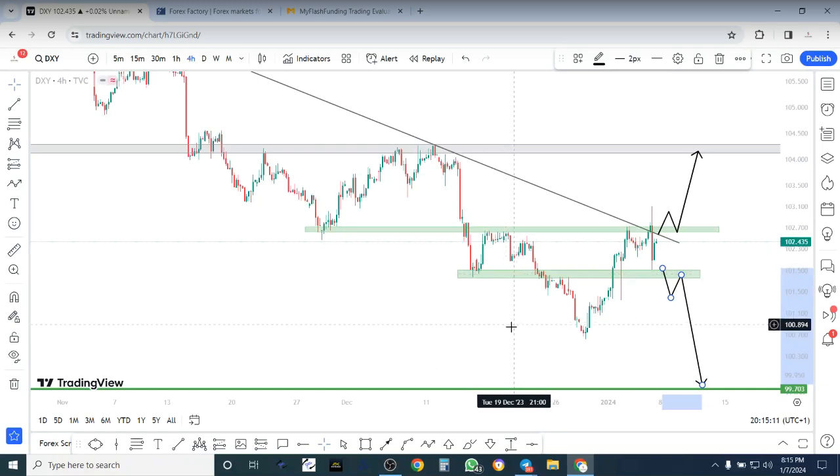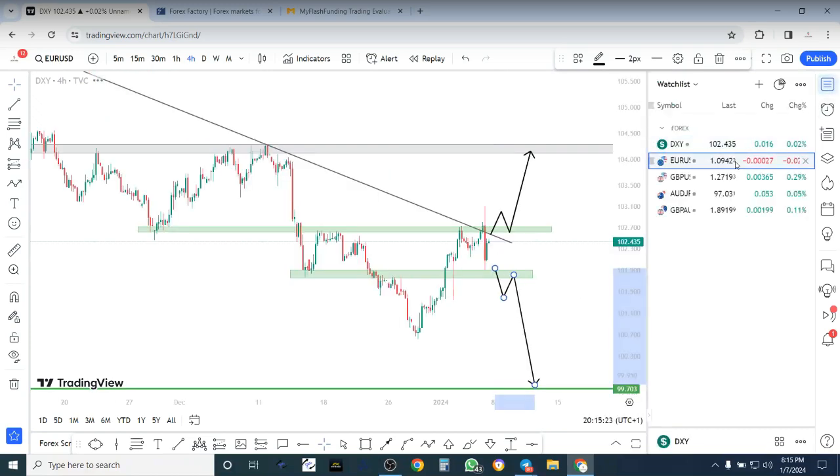But long term on DXY, I need to see this zone taken out for a bullish continuation, and I need to see this zone below taken out for a bearish continuation. Now, let's go to EURUSD.